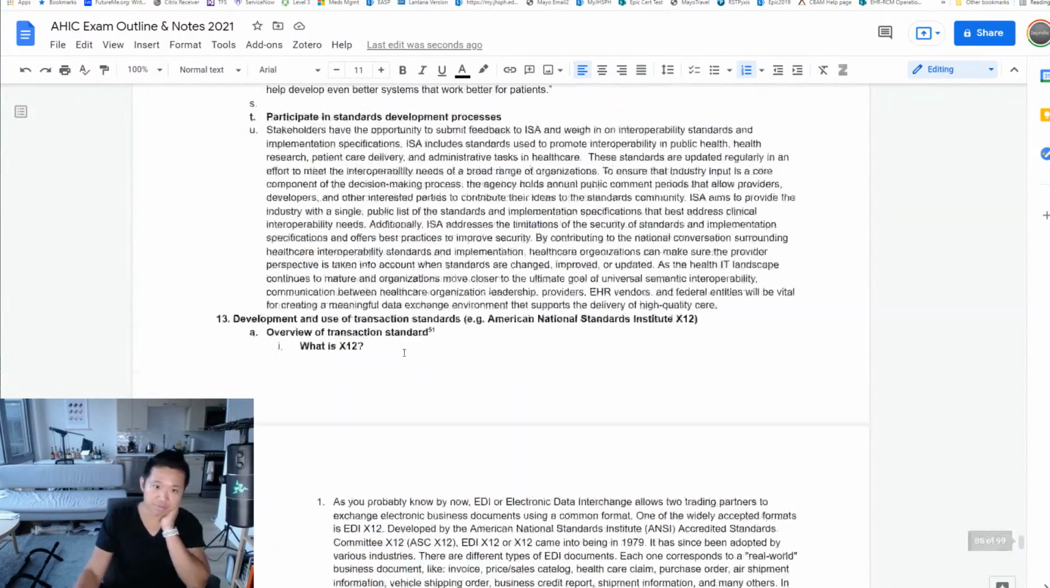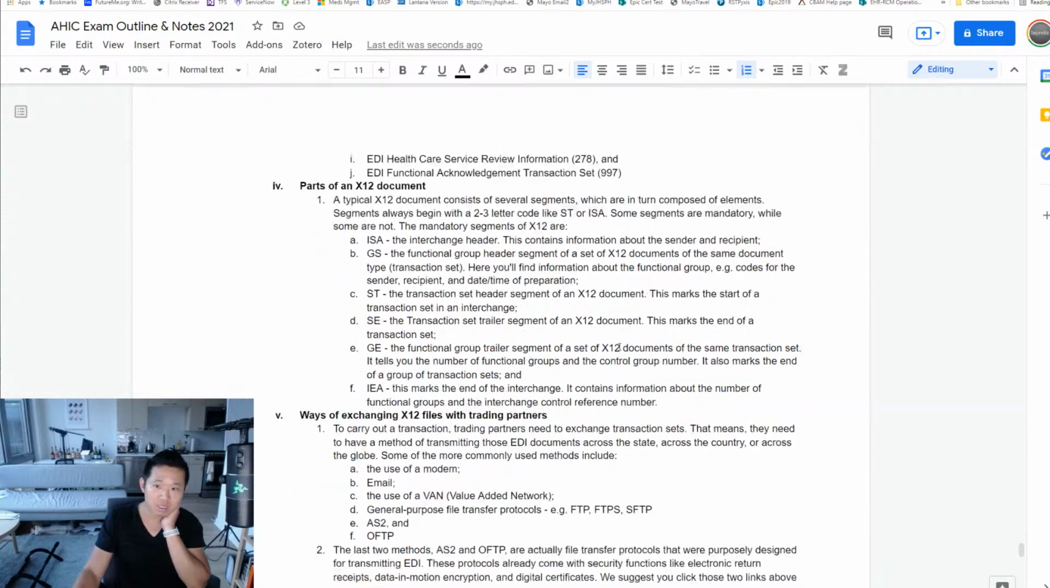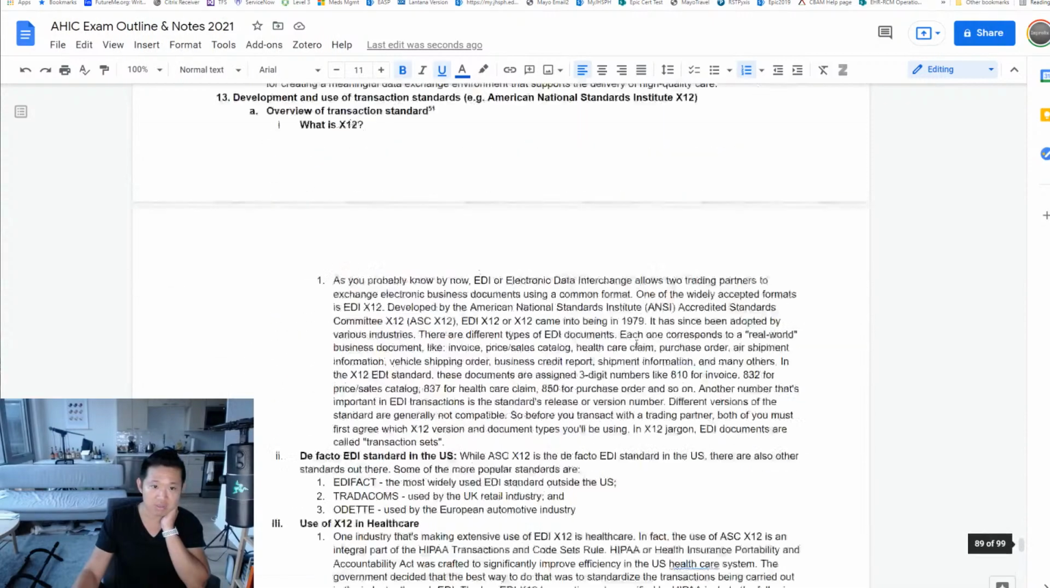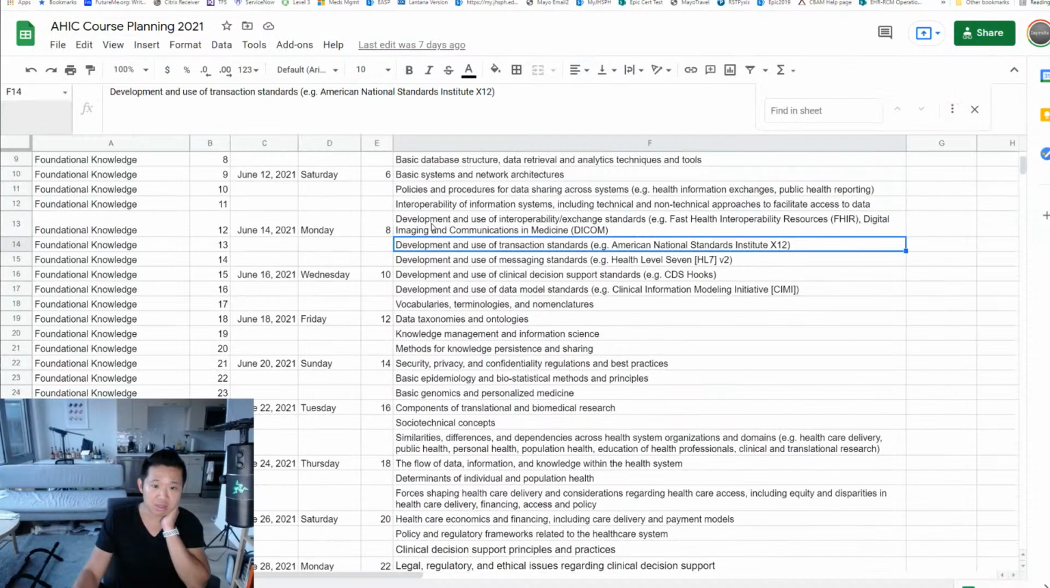I think that's it. These are the two sections, I think, for today, right? 12 and 13. Yep. Probably going to end the live stream early today. I don't think too much more information is needed. I think this covers the gist of it. And then eventually I'll catch back up.